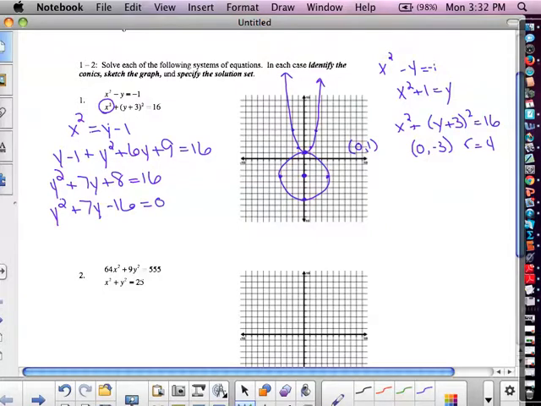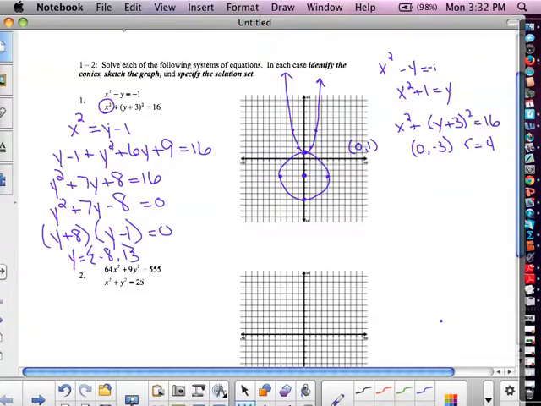And now you can factor that: y squared plus 7y minus 8. That factors to (y plus 8). Sorry, that's not 16, that's an 8 right there. And (y minus 1) then. So I get two solutions for y. y is equal to -8 and 1.